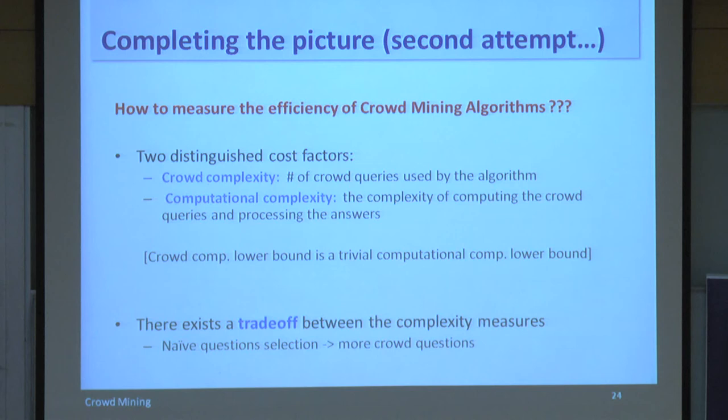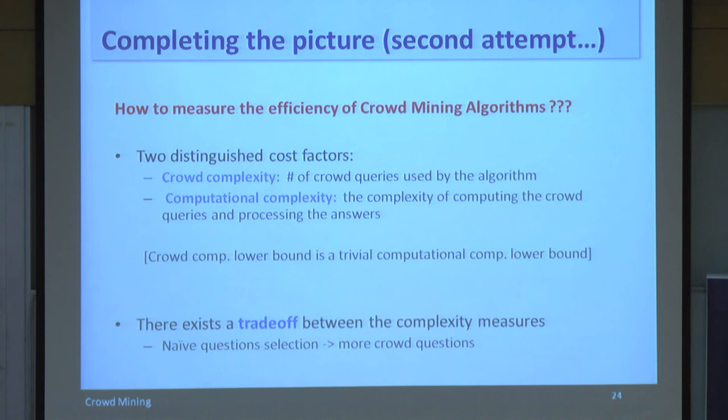But now again, in computer science, we measure efficiency of algorithms by complexity. We ask, what is the complexity of this algorithm? But here, we cannot just count how many instructions or how many operations we did, because we deal with people. So actually, we need to look at two kinds of complexity measure.